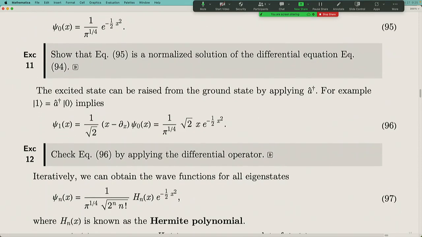Okay, you can also do a first excited state. How do we do that? Now you can just apply the creation operator on the ground state. Once we know the ground state wave function, applying the creation operator is simply taking this operator, which corresponds to how x and p combine in the creation operator, right?